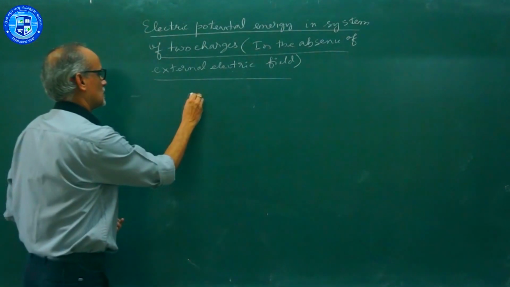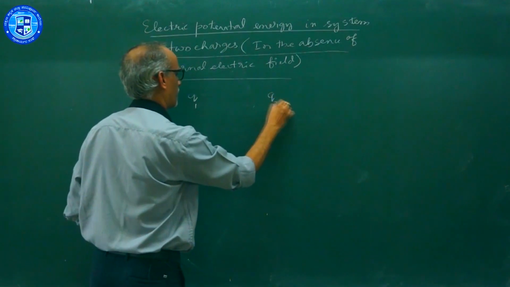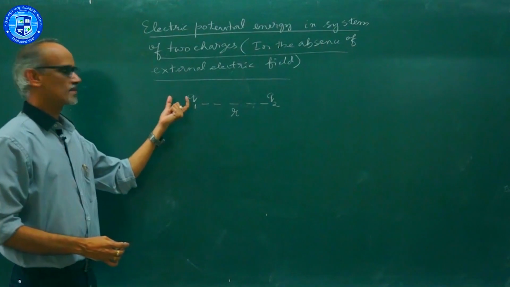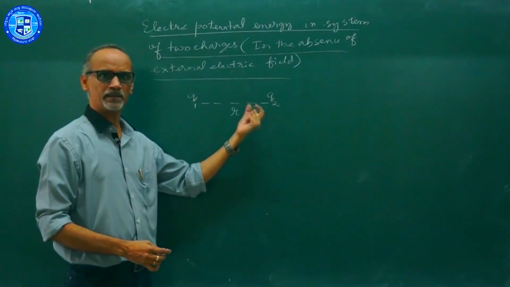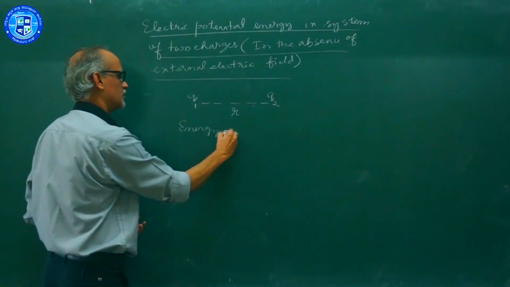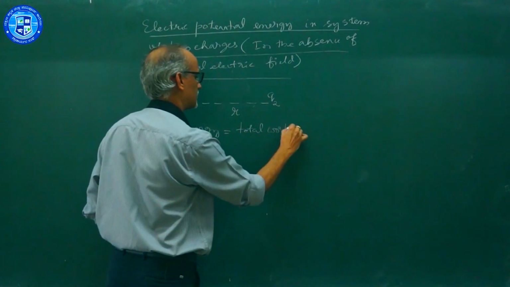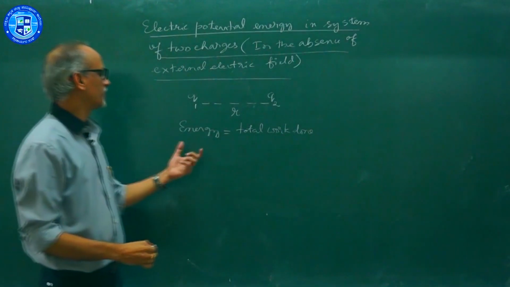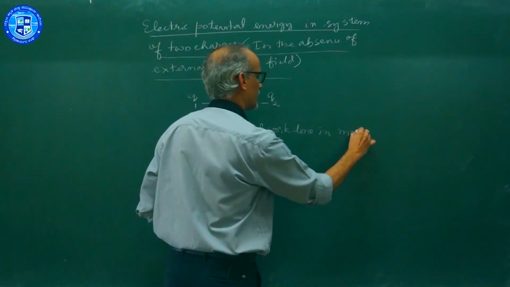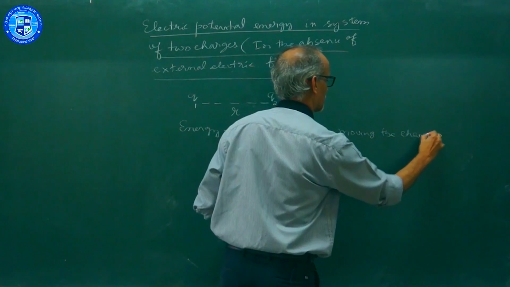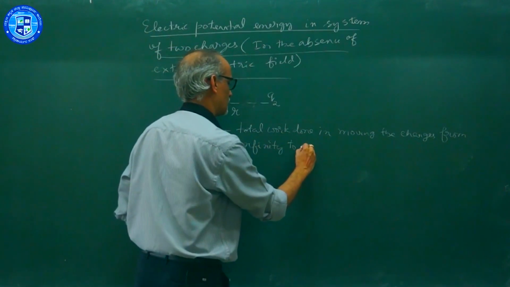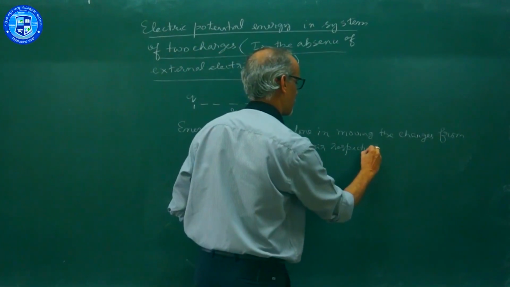So let me consider two charges, Q1 and Q2, and they are separated by a distance r. And I want to find what is the energy stored in the system of two charges, because Q1 is present in an electric field produced by Q2. At the same time, Q2 is present in an electric field produced by Q1. Now, how do we measure energy? Energy is always a measure of the net work done. So, in this case, if I have to measure the energy stored in the system of charges, I have to measure the total work done in moving the charges from infinity to their respective position.